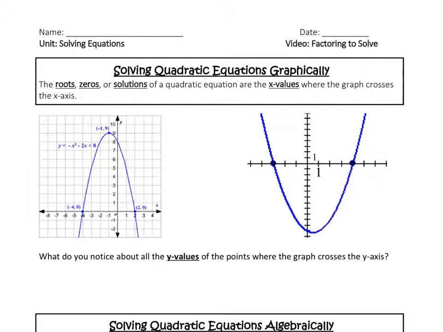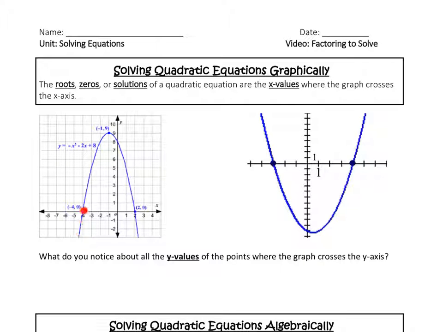Hi everyone, in today's lesson we're going to talk about solving quadratic equations both graphically and algebraically. So before we can solve an equation, we need to really understand what it looks like graphically. So the roots, zeros, or solutions of a quadratic equation are the x values where the graph crosses the x-axis.